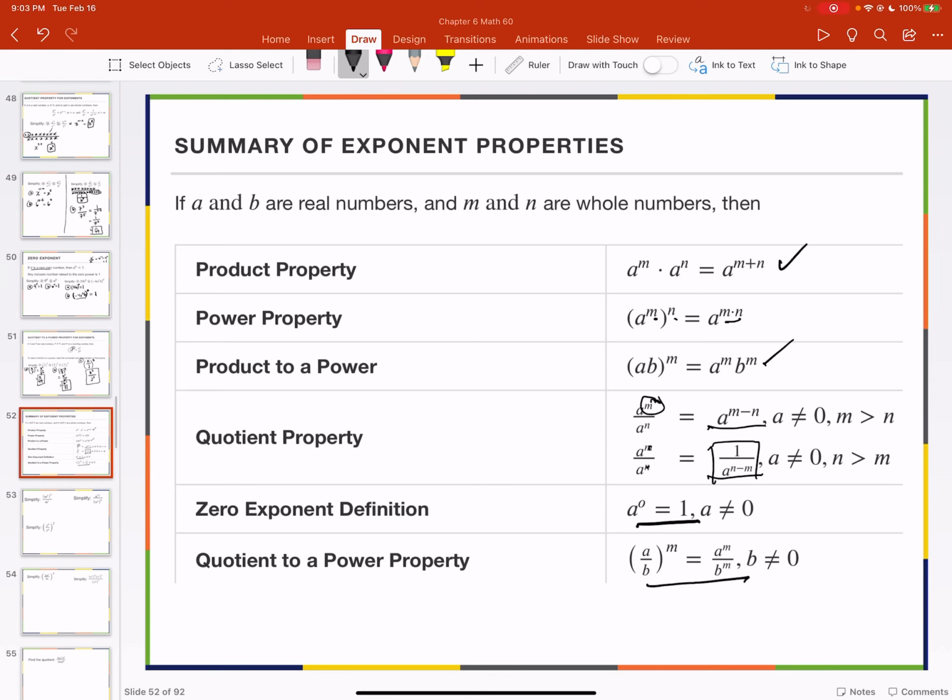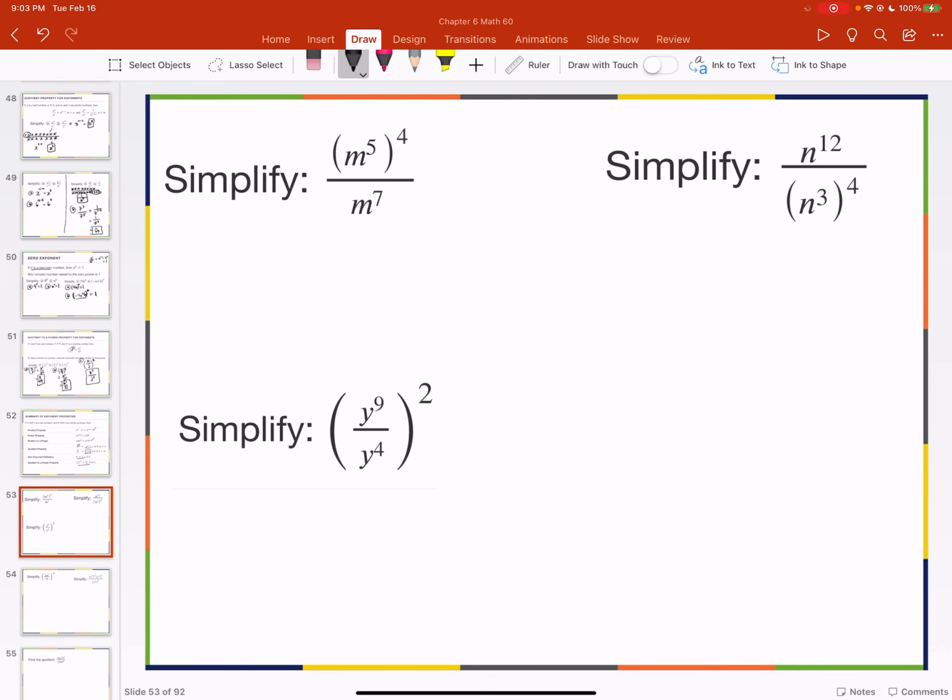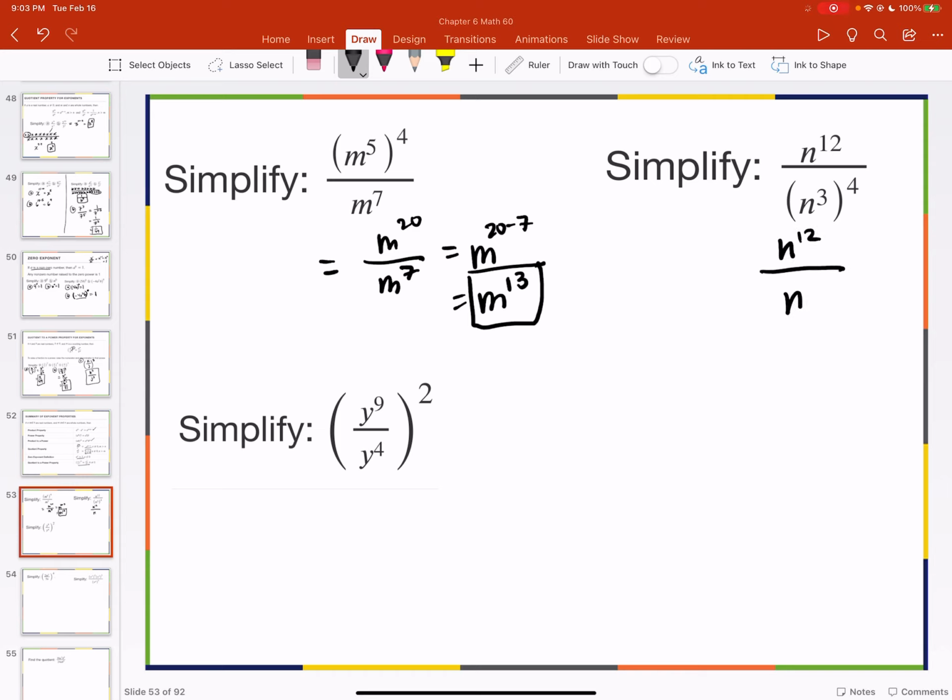Okay, so let's use these rules. Remember PEMDAS, right? So here we would simplify. This would be m to the power 20, 5 times 4 is 20, over m to the power 7. So that's going to reduce to m to the power 20 minus 7, which is just m to the 13th power. Not too bad.